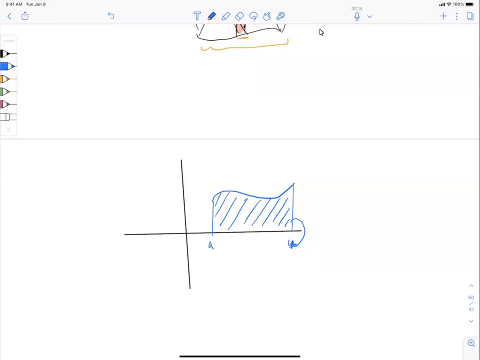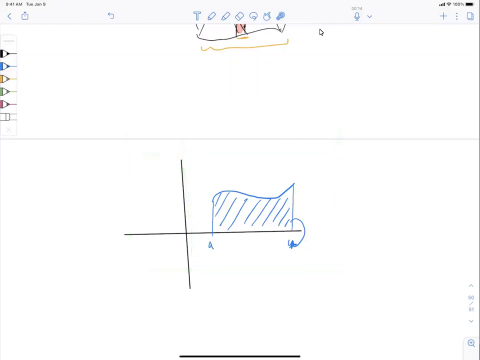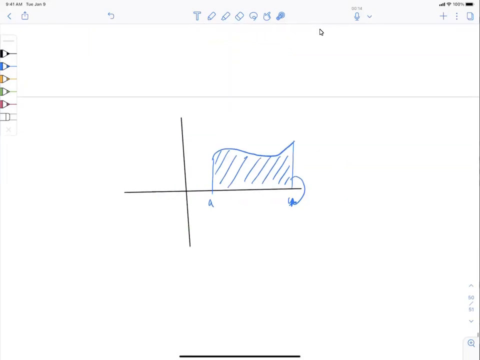I could rotate it about other lines. I don't want to complicate my shape right now, but I could rotate it about a line down here, a line down there, maybe the y-axis, maybe a line here, maybe a line there. So I could rotate about many different lines. We're going to stick to lines that are parallel to either the x or y-axis, but still you are going to have many possibilities.